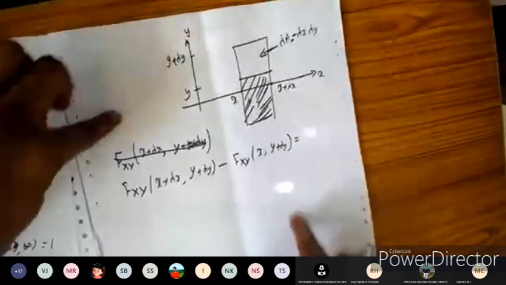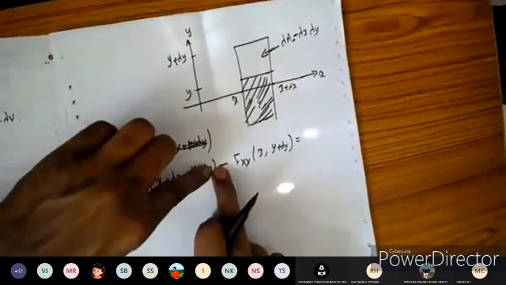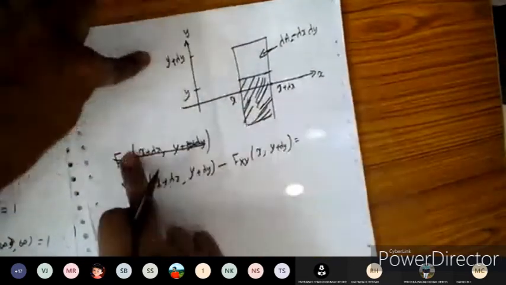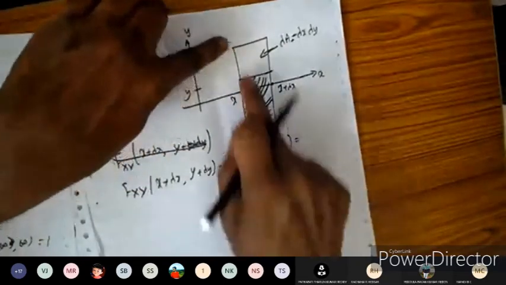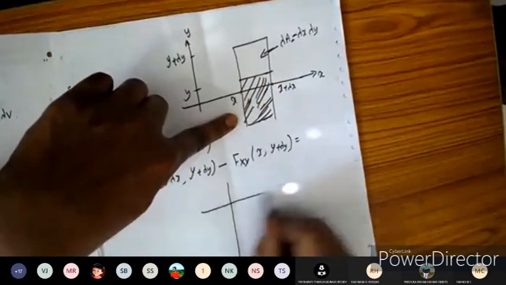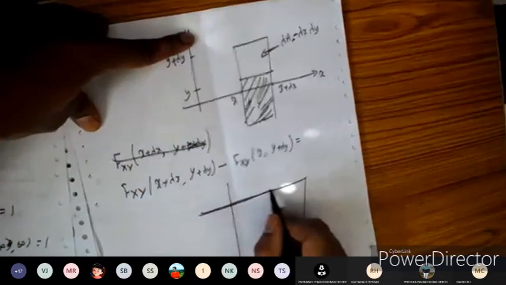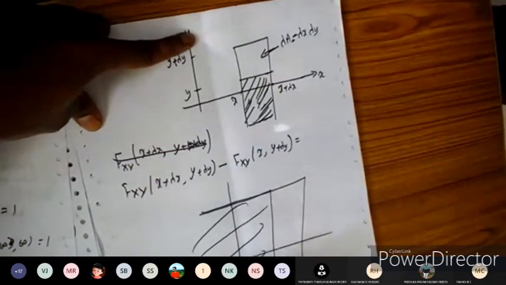So this entire area we are going to find out. This entire portion of the area we're going to find out. Then we subtract the region starting from x plus dx and y plus dy, okay? I'm going to show it graphically. First we find this part of the area, and afterwards we subtract that with this part of the area here.